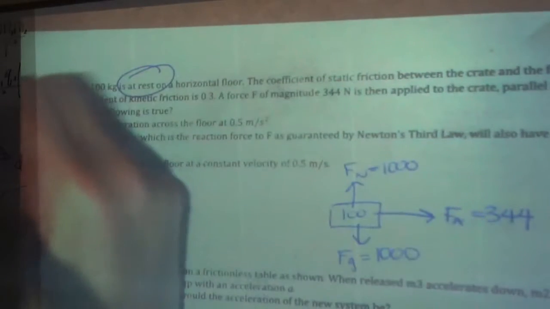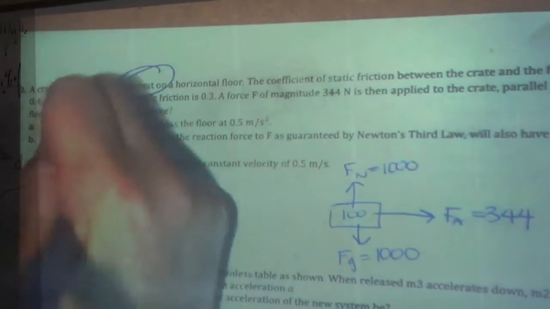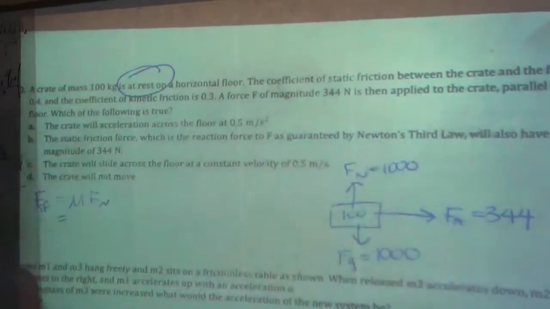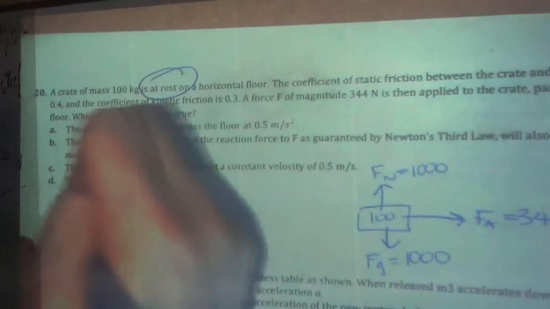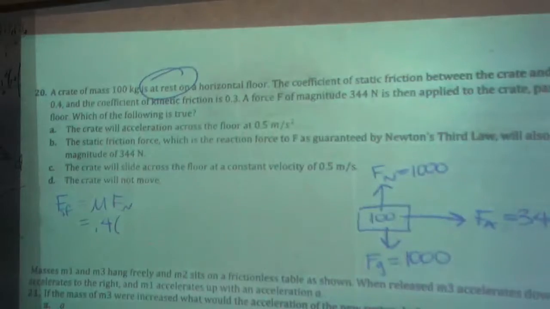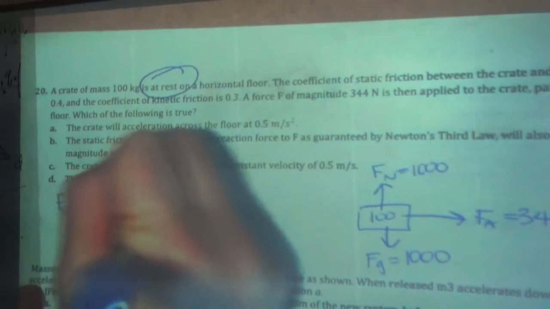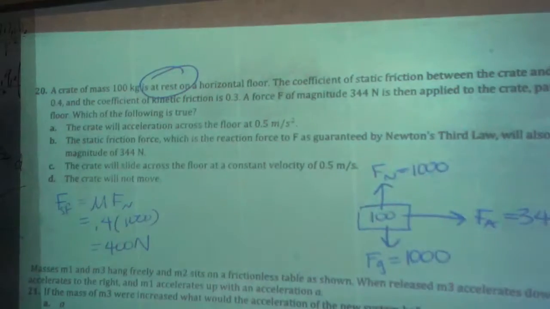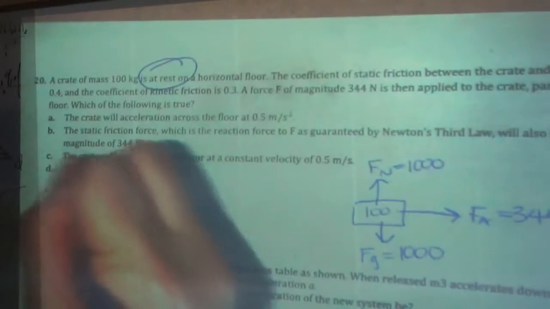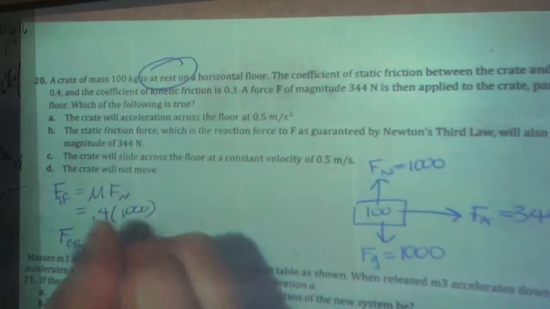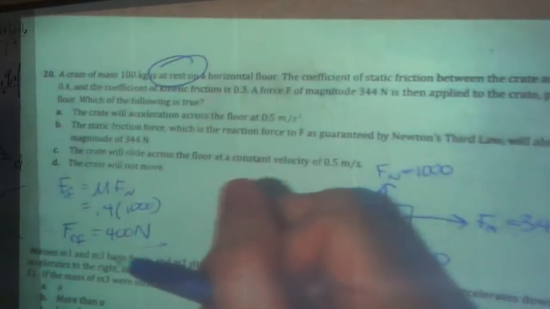So let's find what the most static friction could be. That's mu times N. I'm going to use the coefficient of static friction, which is 0.4, times the normal force, which is 1,000. So that's going to give me 400 newtons. So the most the static friction force could be is 400 newtons. This is not enough to overcome all the static friction that could happen, so it will not move.